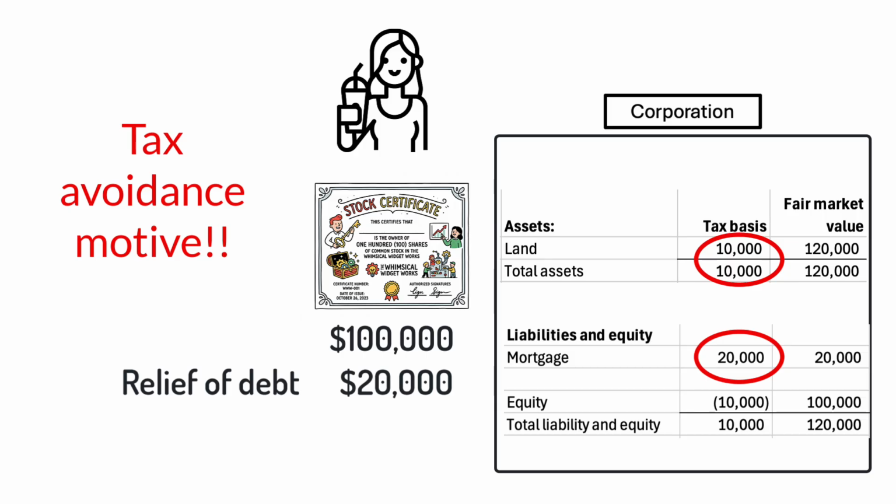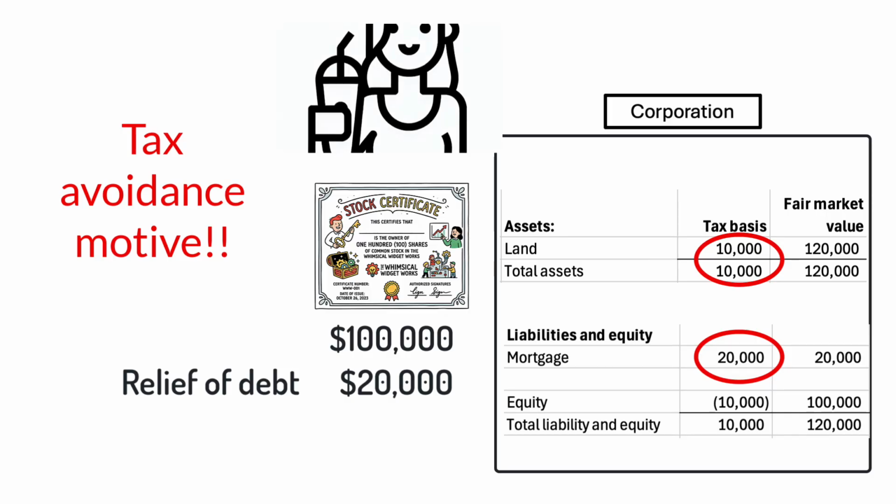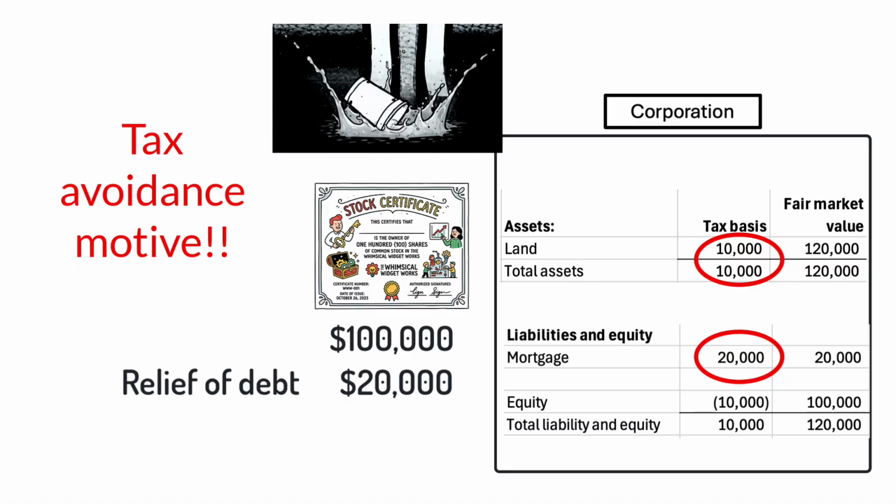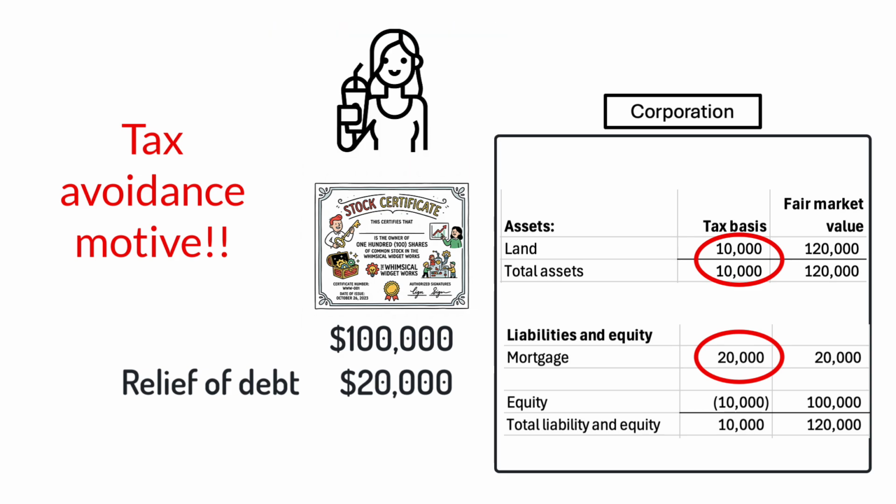But let's change our example, and this time let's assume our shareholder has a sinister tax avoidance motive and that the IRS can establish this tax avoidance motive. Okay, that's a little dramatic. But let's assume that the shareholder, when they formed the corporation, had no legitimate business reason to transfer that $20,000 mortgage to the corporation. They only transferred it for tax avoidance purposes, and the IRS was able to show that.